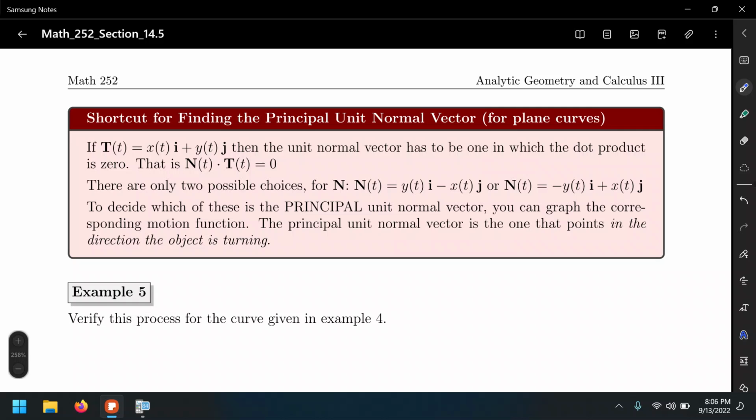The tangential was fine, a couple of quotient rules here and there. But the normal, that's the one that drove us nuts. So one of the possibilities is to get the tangential, and get the normal by interchanging the components and changing the sign of the second component, or changing the sign of the first component. Well, let's verify this with the previous example.